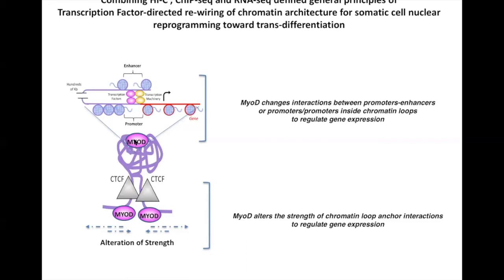So we have learned that MyoD can rewire or even change the interactome within these loops by promoting new promoter-enhancer interactions. At the same time, MyoD binding in proximity of CTCF at the anchors or boundaries of this loop generates changes in the strength of interaction that regulate gene expression from the boundaries.